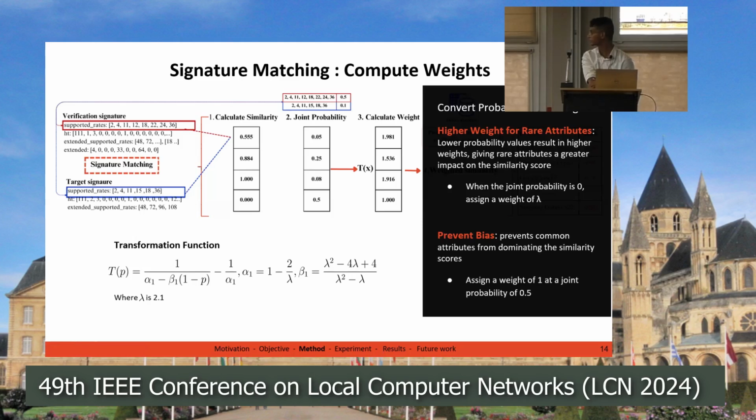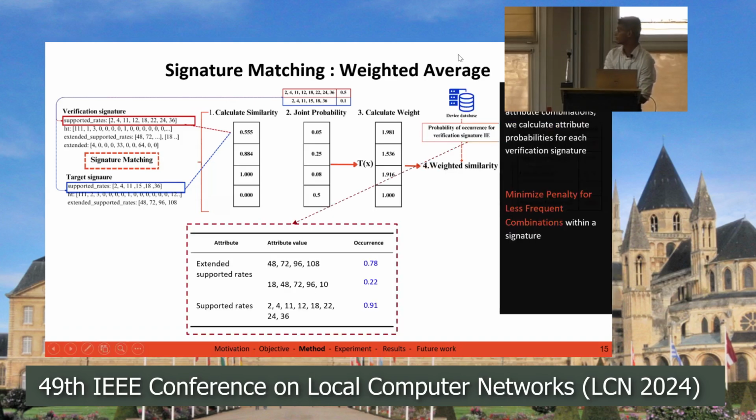We chose 2.1 because it gave the best results, and it found the best balance between our main 2 goals of wanting to highlight rare attributes and prevent bias between common attributes and rare attributes. Now, one thing to note, going back to the previous note I made with the Google Pixel 7, you could have some attributes that can have multiple values.